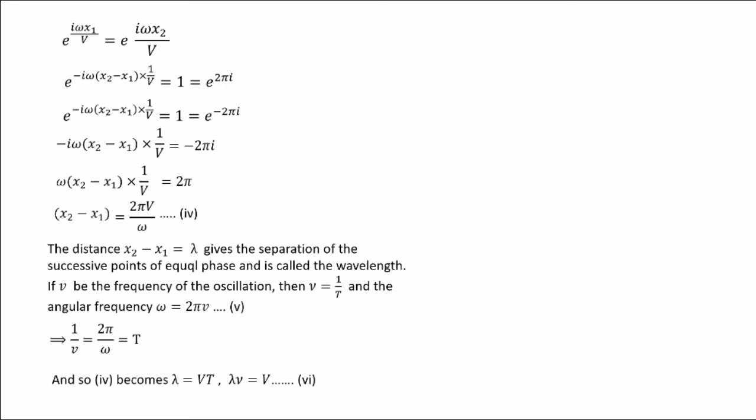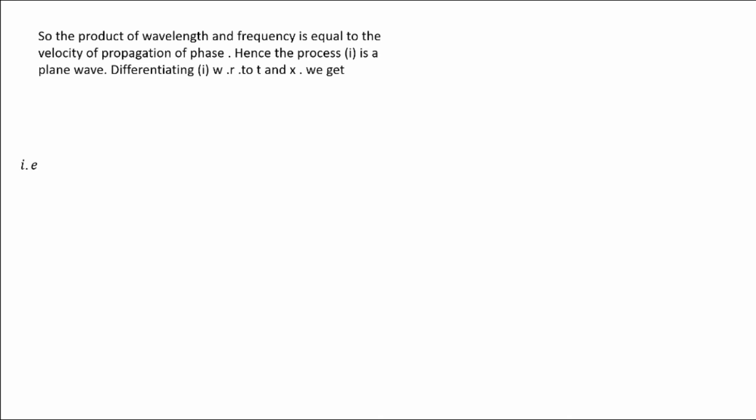So we can write 1 by v is equal to 2 pi omega, and T, and so equation 4 becomes lambda is equal to vT, lambda nu is equal to v, equation number 6. So the product of wavelength and frequency is equal to the velocity of propagation of the phase. Hence the process is a plane wave.